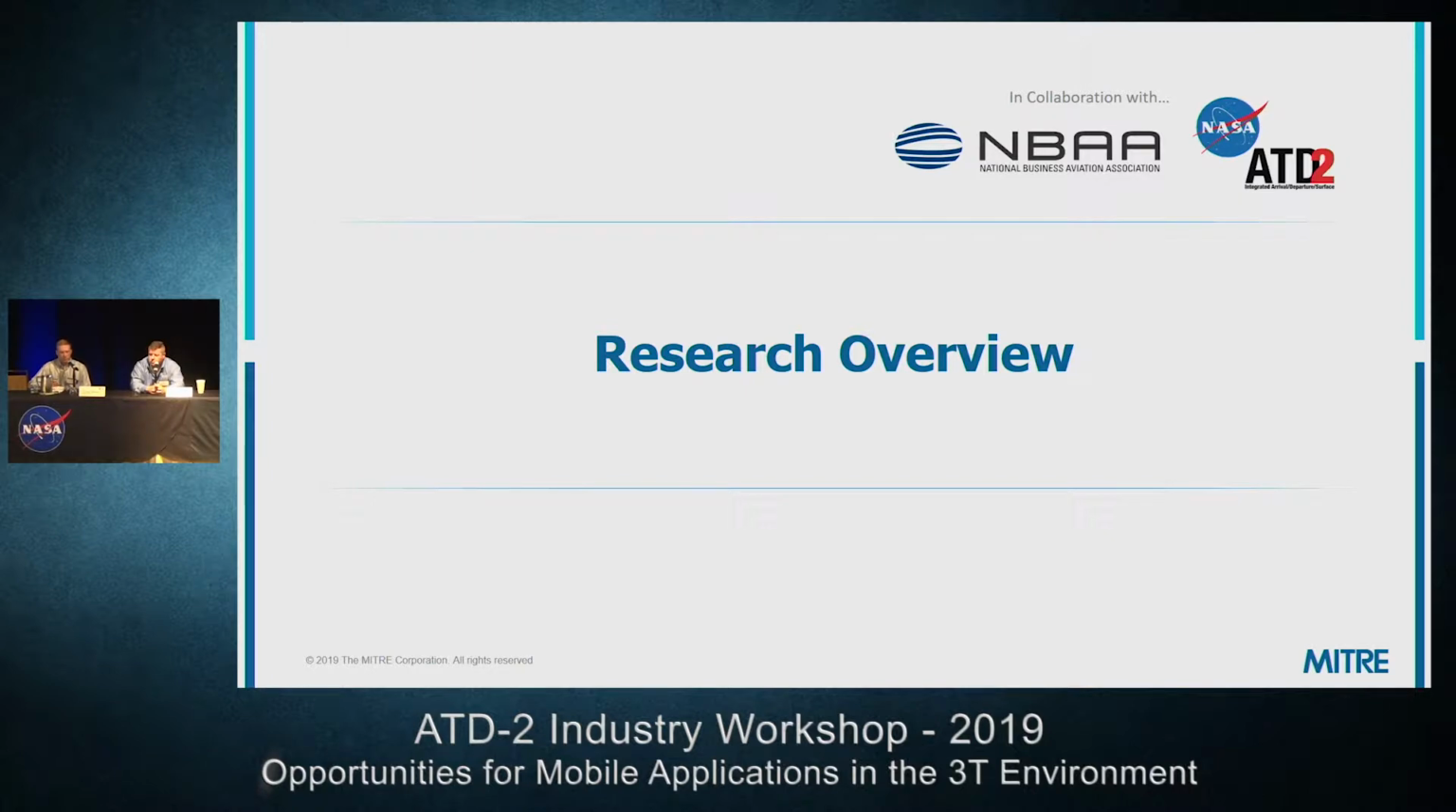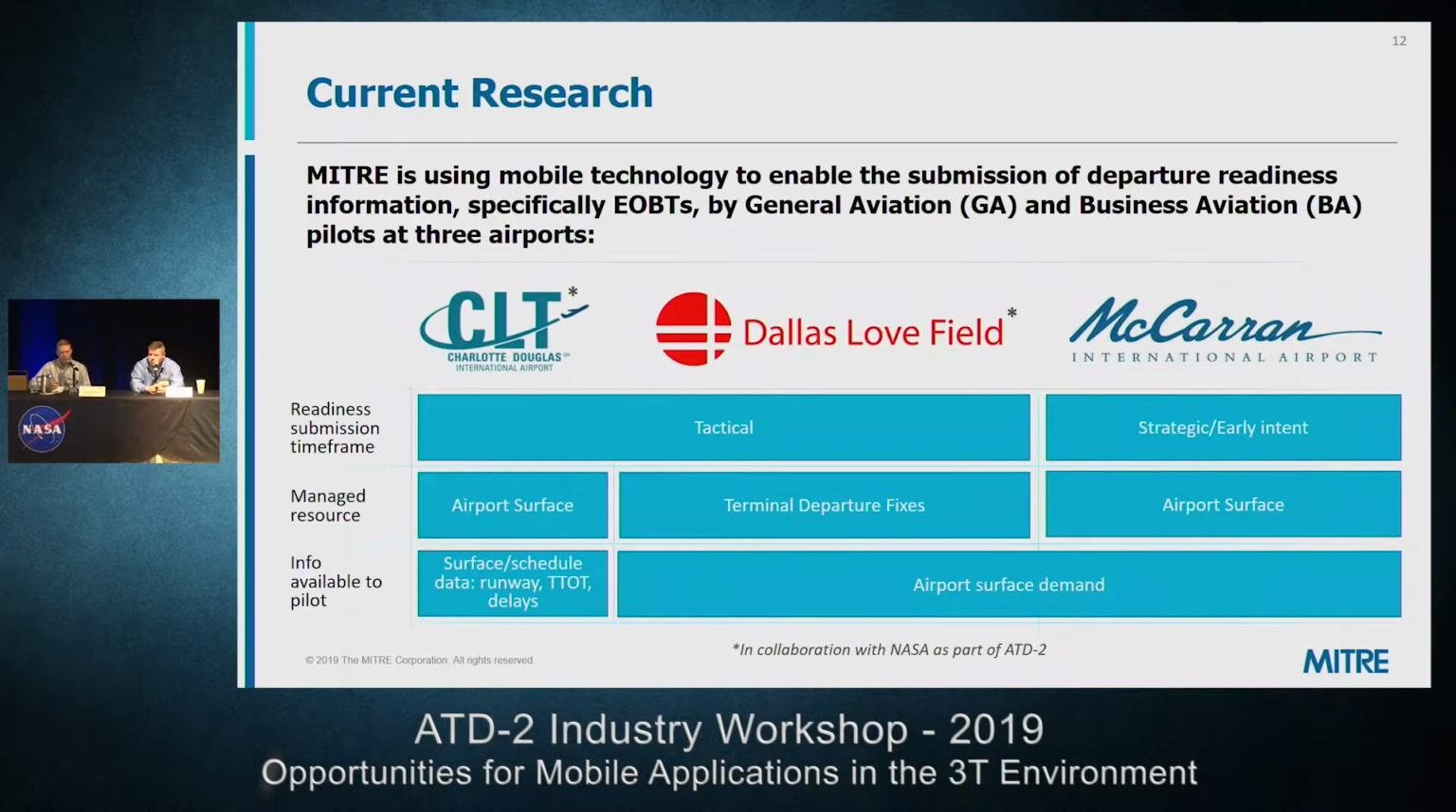Okay, so moving into how we're applying this research. We're doing that in a couple of different areas. Ernie alluded to a few of them already. So we have prototypes in place at 3 airports, one being in Charlotte, which is where we started, and then more recently at Dallas Love Field. And then we also have a prototype in place at McCarran in Las Vegas. But they're a little bit different. So what we're doing with ATD-2 and what we're doing in Vegas, I've tried to highlight some of those differences here on this slide.